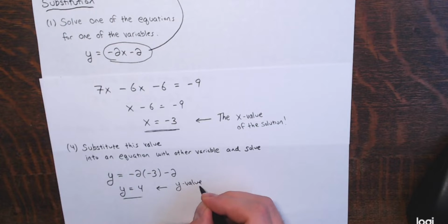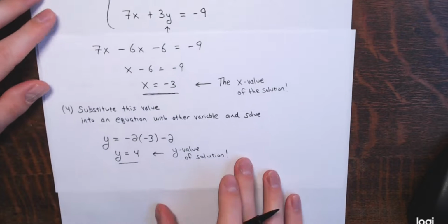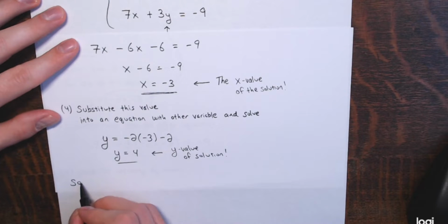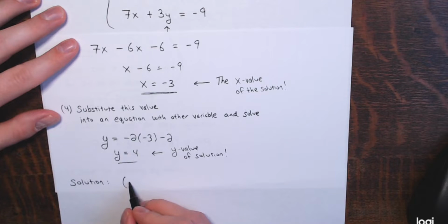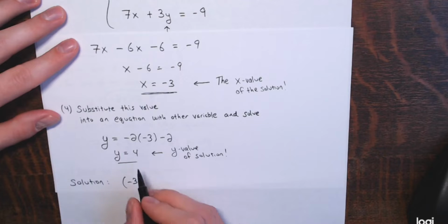And now we're done, right? There were only x's and y's in this system. So the solution of this system is the ordered pair, remember x coordinate first. So x was negative 3, comma, y coordinate second, 4.